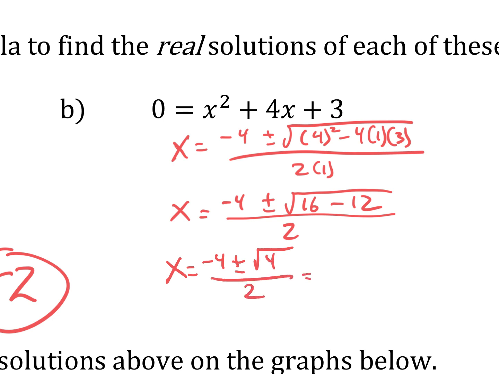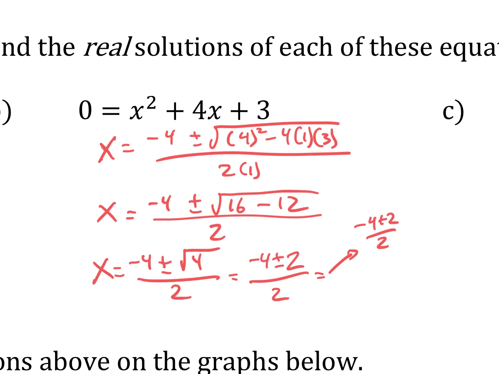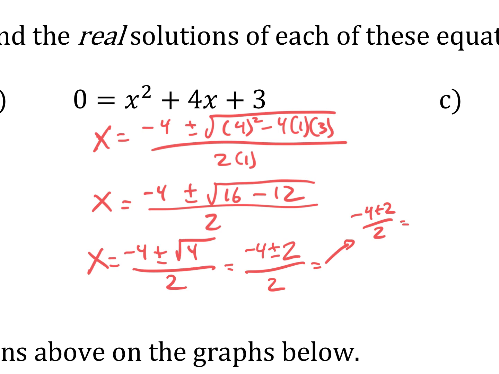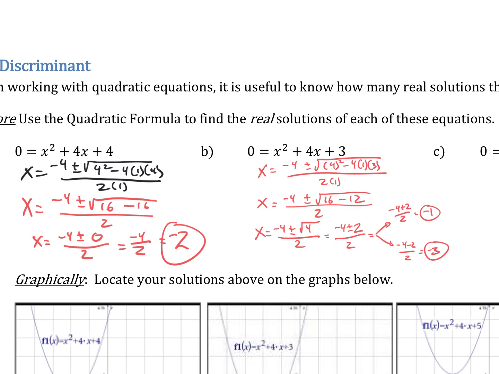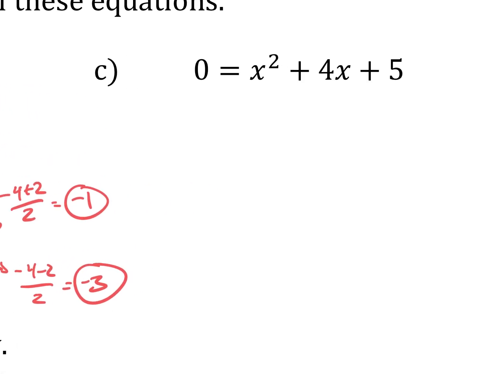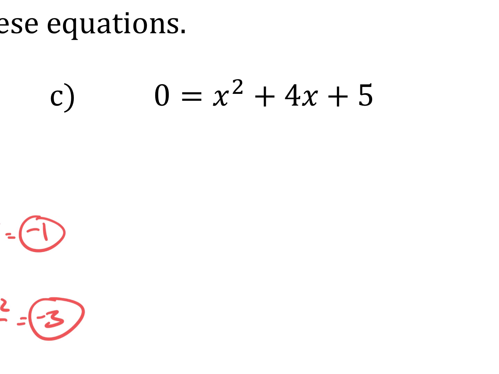And we know the square root of 4, so that's going to be negative 4 plus or minus 2, all over 2. Since we can work the square root out, we're going to get two answers: negative 4 plus 2 over 2, which is equal to negative 1, and then negative 4 minus 2 all over 2, which is negative 6 over 2, which is negative 3. All right, so we got one answer and then two answers.